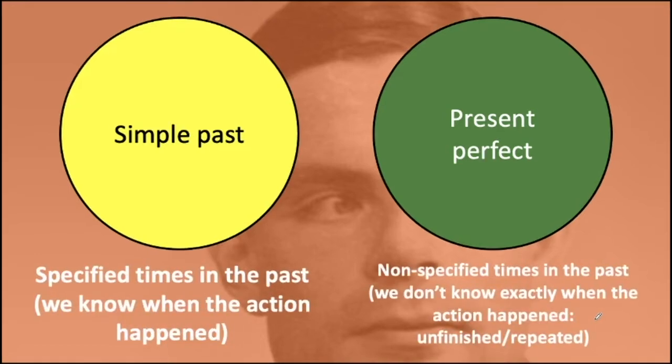We use the simple past to describe actions in the past that have a specified time in the past. We know exactly when the actions happened. We have something in the sentences or in the history that tells us specifically when the action happened. We have a time expression. But in the present perfect, we don't have a specified time. We are not sure of when the action happened, either because the action is unfinished or because the action is repeated in the past.